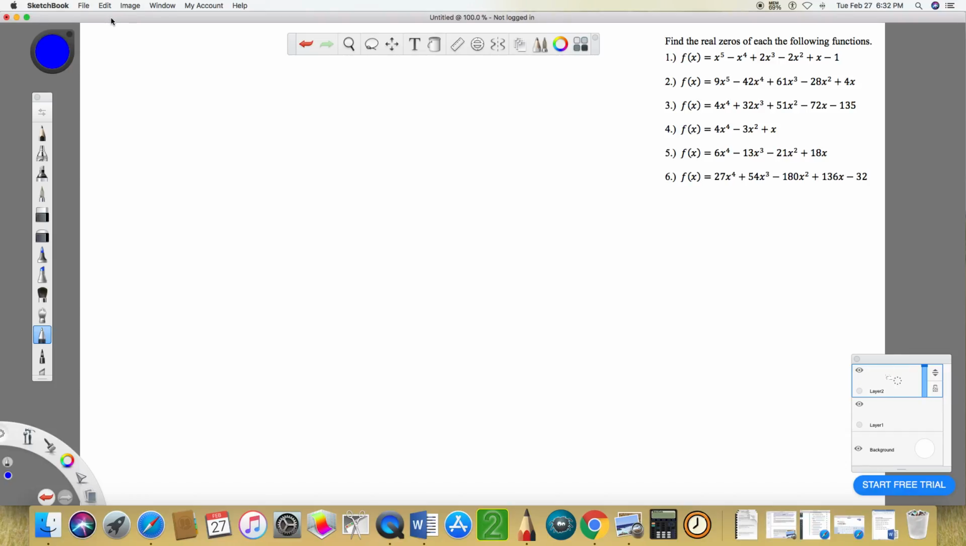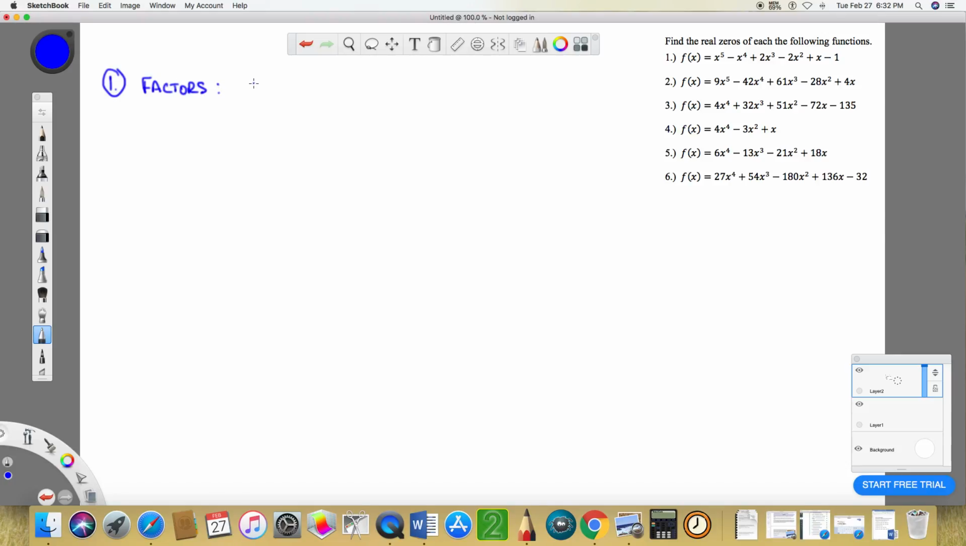Let's take a look at problem number 1. We're given a polynomial function of fifth degree. We look to see if there's any greatest common factor, and there's not. So we look to see if there's any missing powers on any of the exponents: 5, 4, 3, 2, 1, 0. There's not.